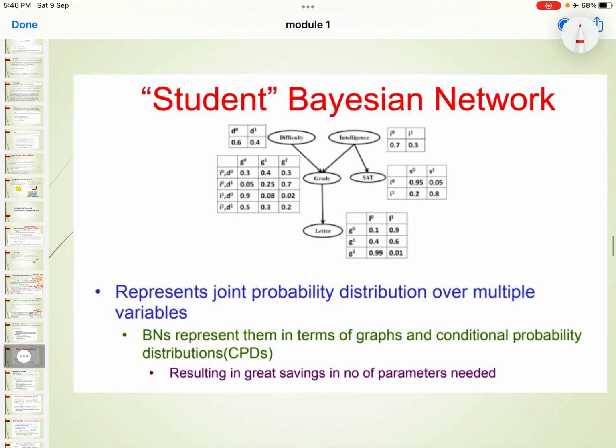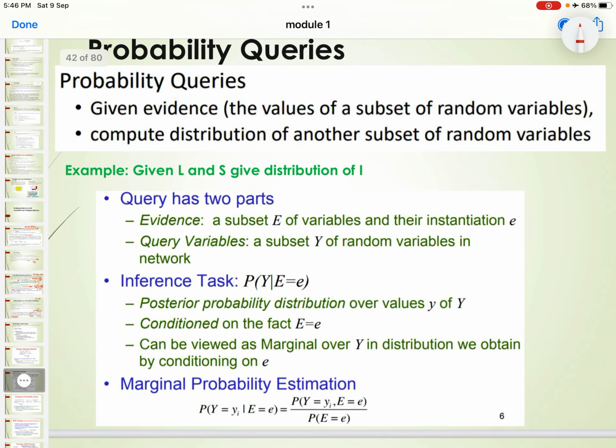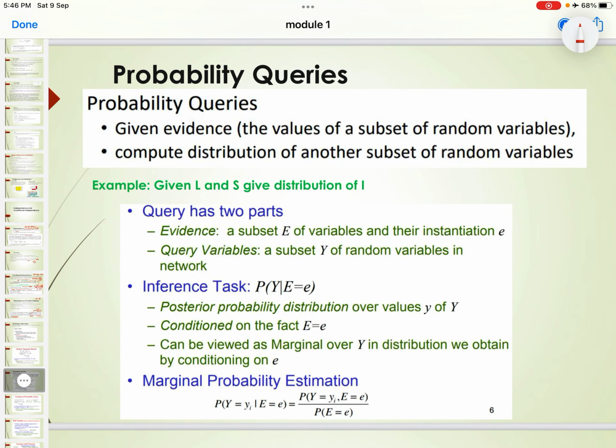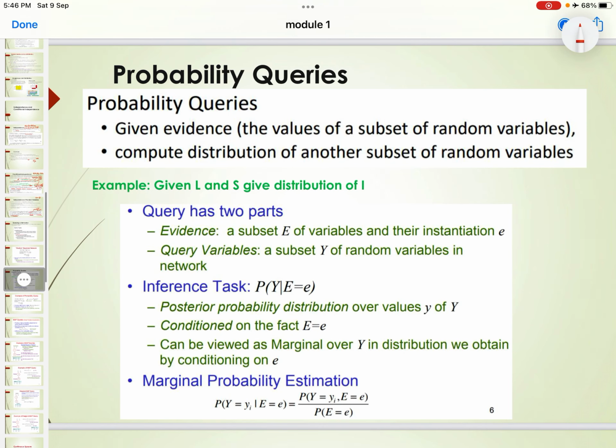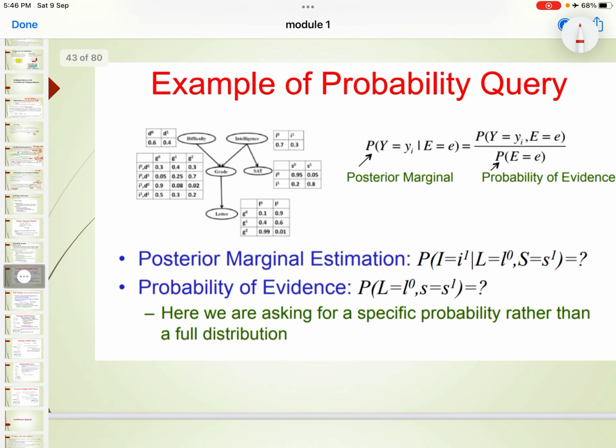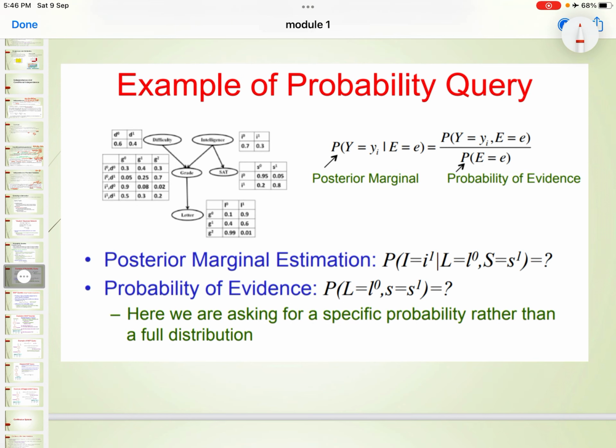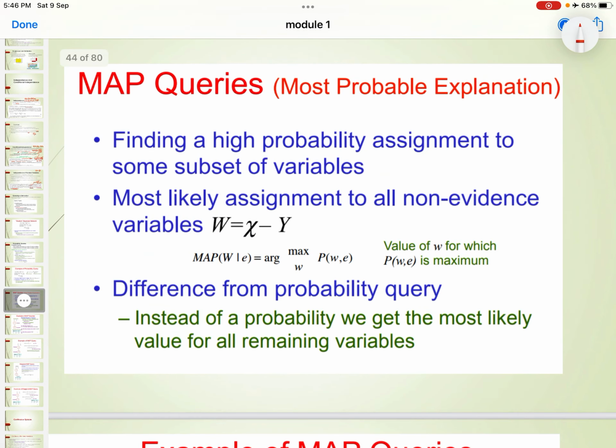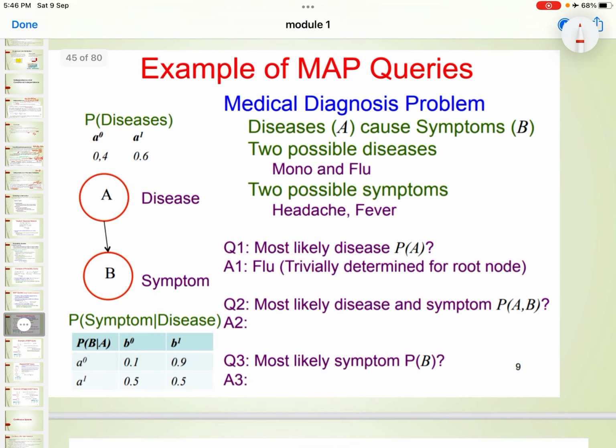So this is a student Bayesian network. The student Bayesian network represents a joint probability distribution over multiple variables. Bayesian networks represent them in terms of graphs and conditional probability distributions, resulting in great savings in the number of parameters needed. Probability queries are nothing but, given evidence, the values of a subset of random variables, compute the distribution of another subset of random variables. So this is the way a probability query is represented. This is again the most probable explanation. All this will come in the later modules.